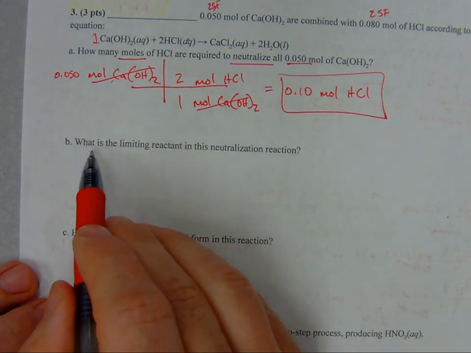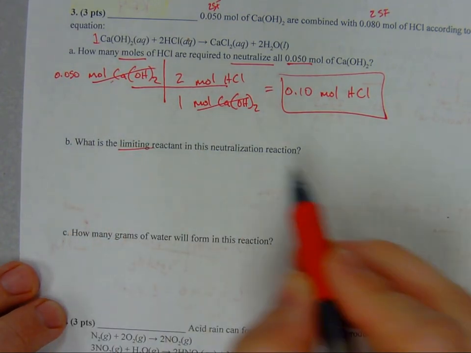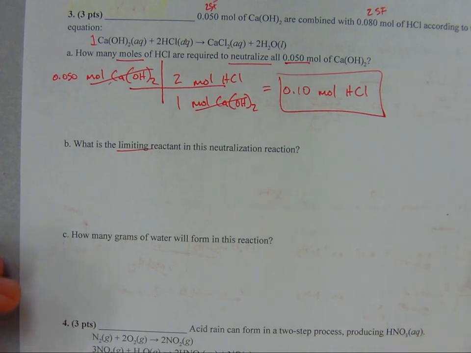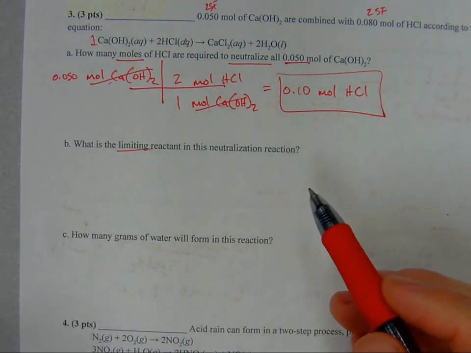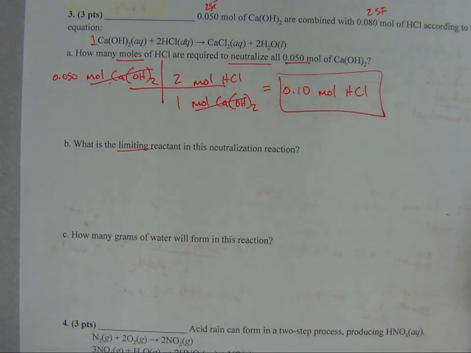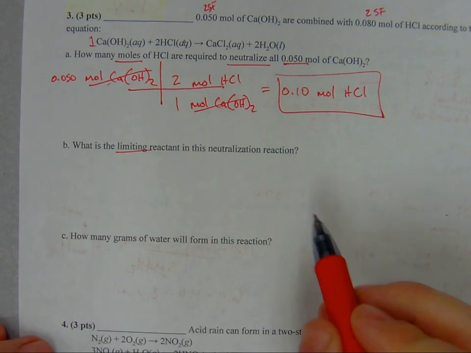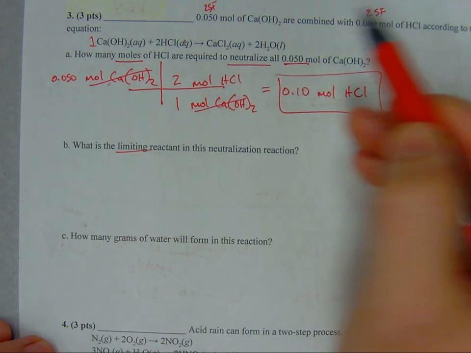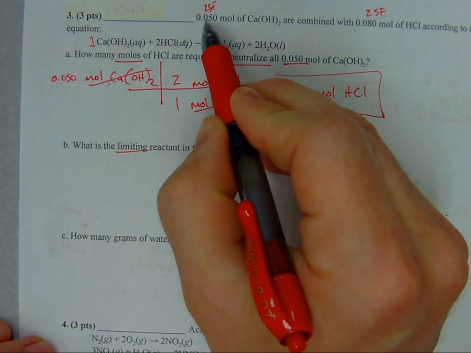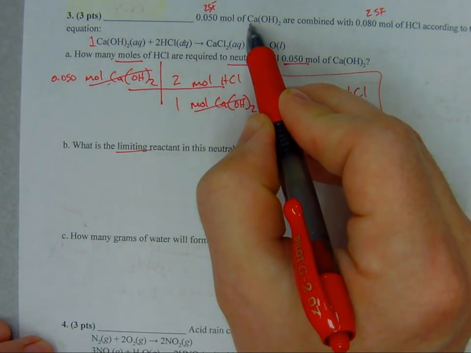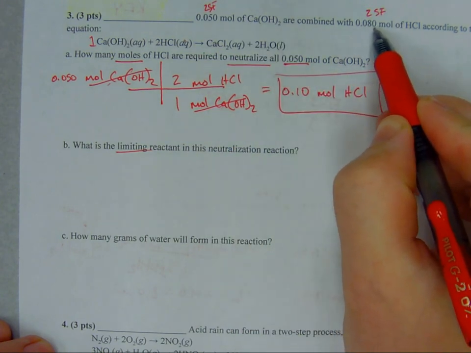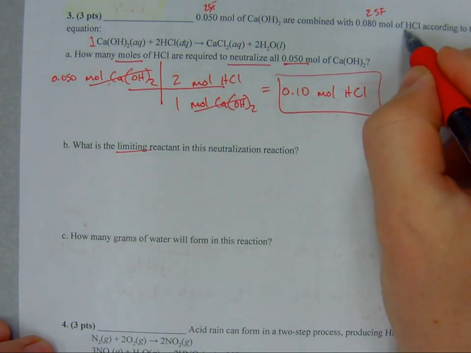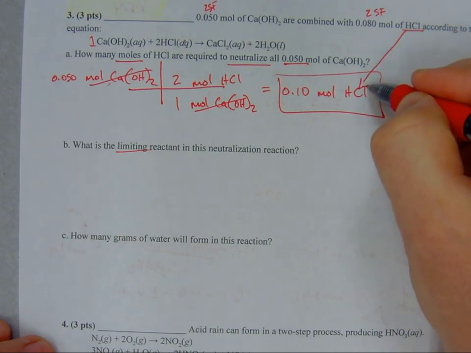Moving on to part B. What is the limiting reactant in this neutralization reaction? Well, here, we've actually already done some of the calculation that will allow us to figure this out. Again, follow this thought process. We have 0.05 moles of calcium hydroxide, one of the reactants. We have 0.05 moles of it. Okay? And we have 0.08 moles of the other reactant, HCl. All right, you guys see the connection here?